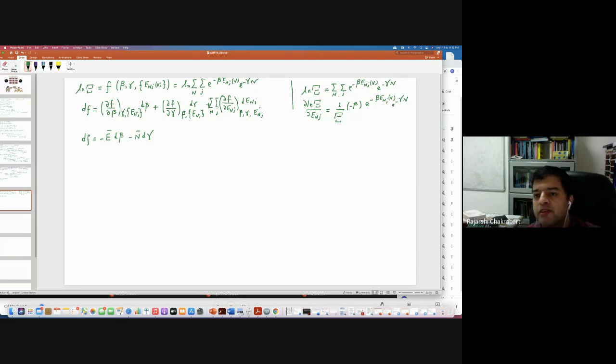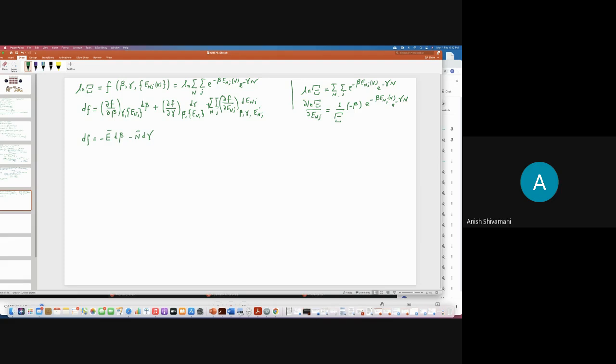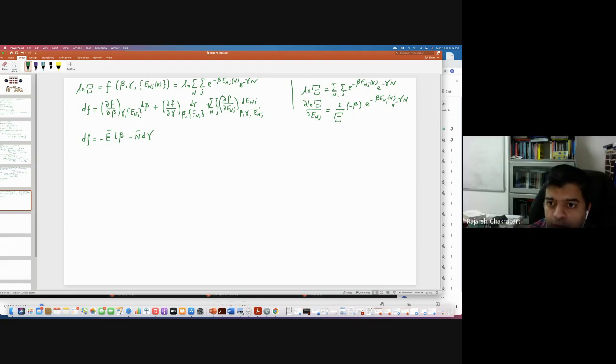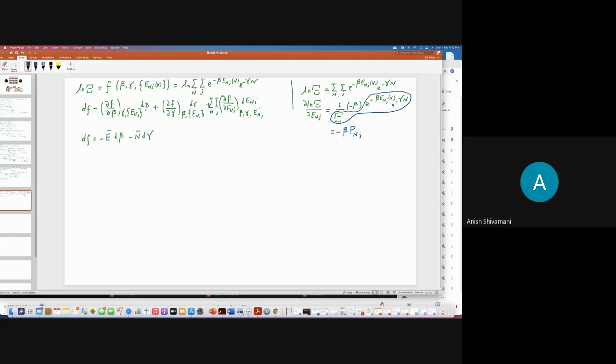Are you convinced? So basically, one term. Carefully you'll see what this part is. Now this part is without the beta. What is this? Tell me. This is the distribution, minus beta times something like PNJ, isn't it?